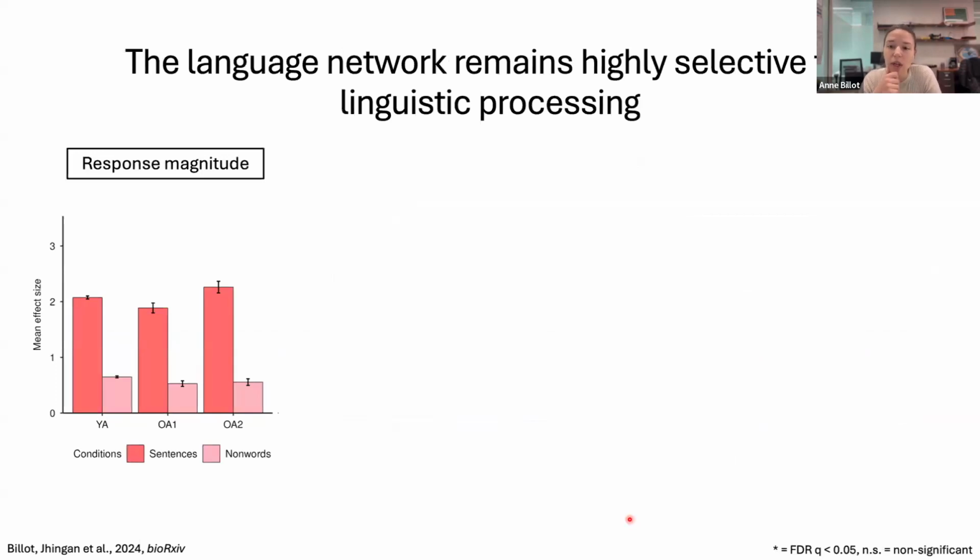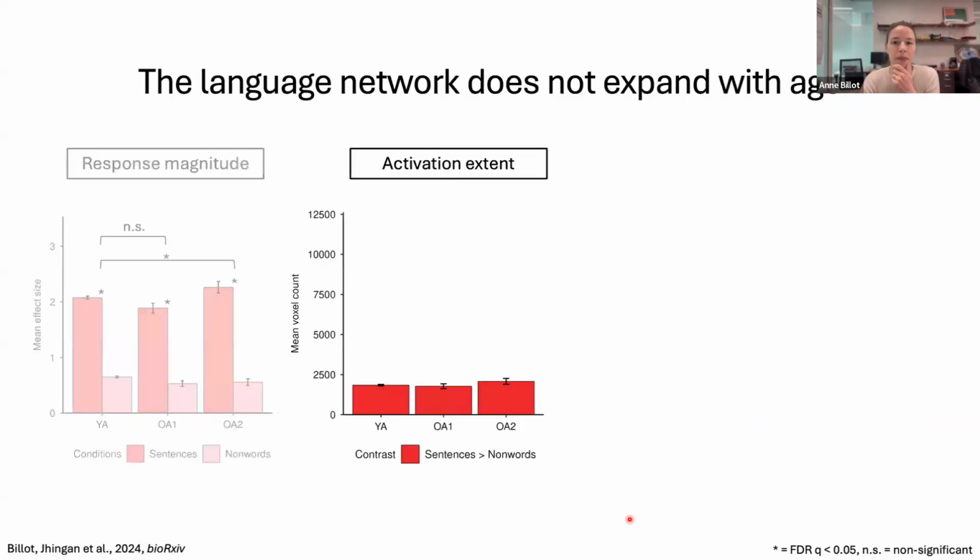In contrast, when looking at the language network across age groups, we actually found that the language network remains highly selective for linguistic processing. In one cohort, it even shows a stronger response to the sentences condition. And the results that I'm showing here are in the left hemisphere, but we found the same results in the right hemisphere, just at lower magnitudes. We also found that when looking at activation extent, the language network also does not expand with age, but it remains stable.